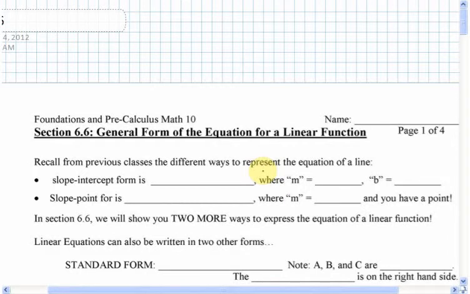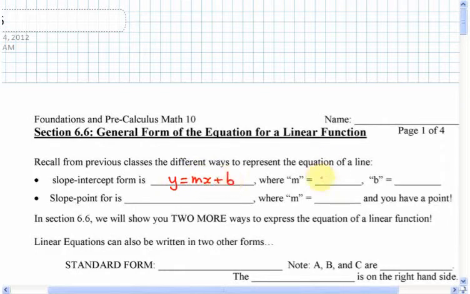Alright, this is section 6.6, more interesting forms of the equation for a linear function, aka the line. So, hopefully you can recall from previous classes the different ways we use to represent the equation of a line. My favorite one, the slope-intercept form, is y equals mx plus b.